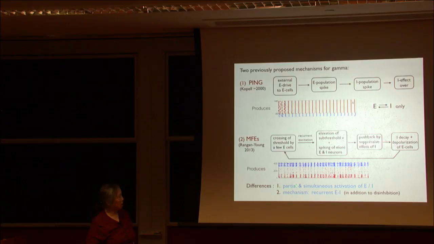And the differences are that it's not a population spike, it's partial activation only, like only 10%. And also it's simultaneous. It's not like all the E's go first and then all the I's go. But the mechanism that's absent there is the recurrent E and I interaction that's causing this.